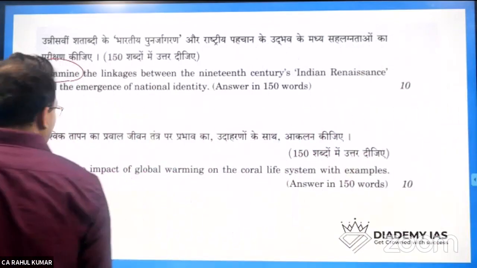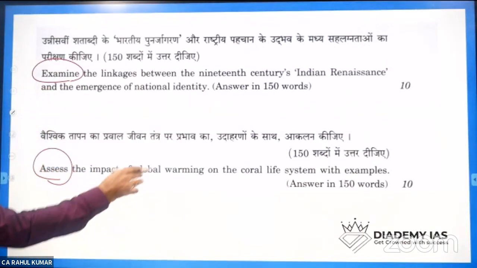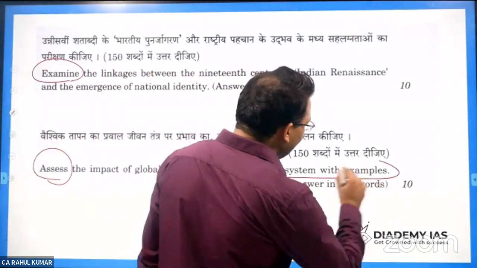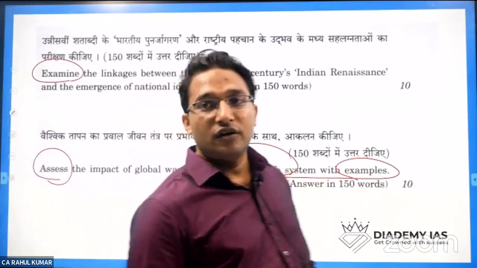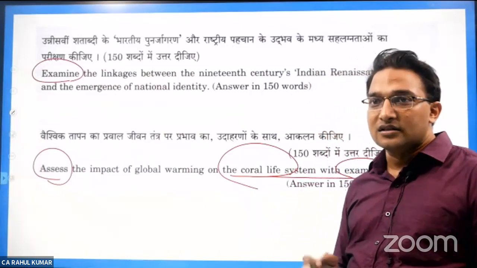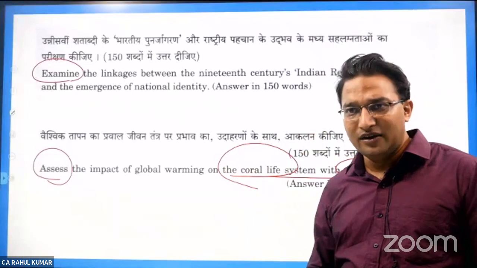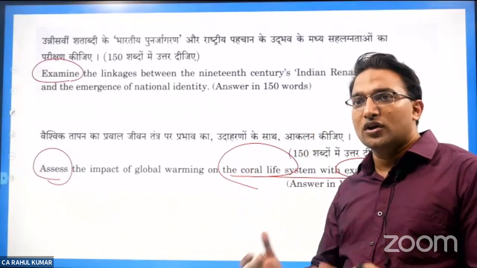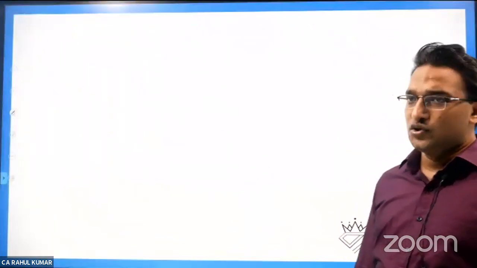The second question based upon this word is: assess the impact of global warming on the coral life system with example. Okay, so again this is also a comprehensive question. You will discuss the impact of global warming on the coral life system. You will discuss what are the other reasons of damage to the coral life system. You will tell the implication of damage to the coral life system, like that. Are you getting? So comprehensive analysis you have to do.